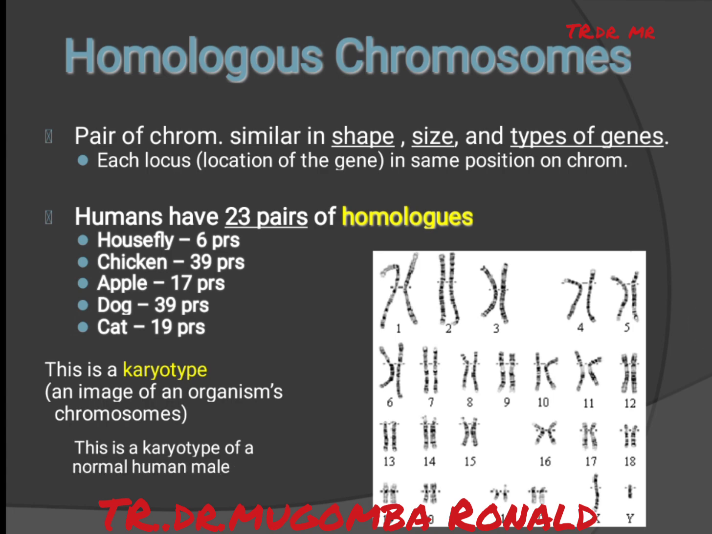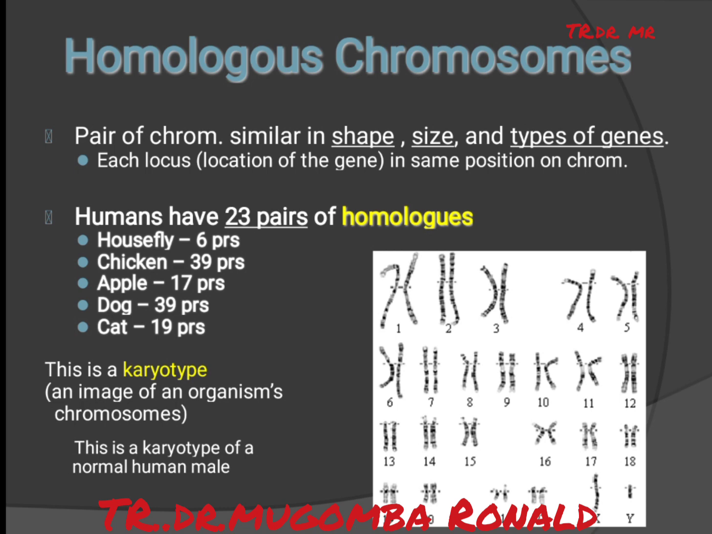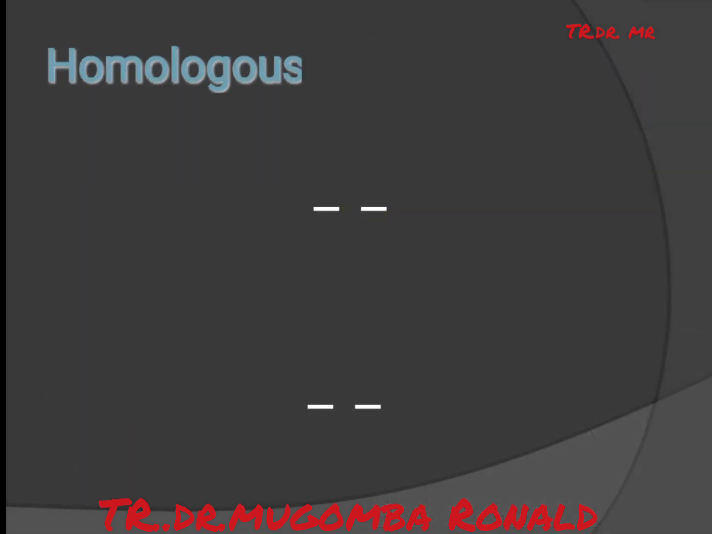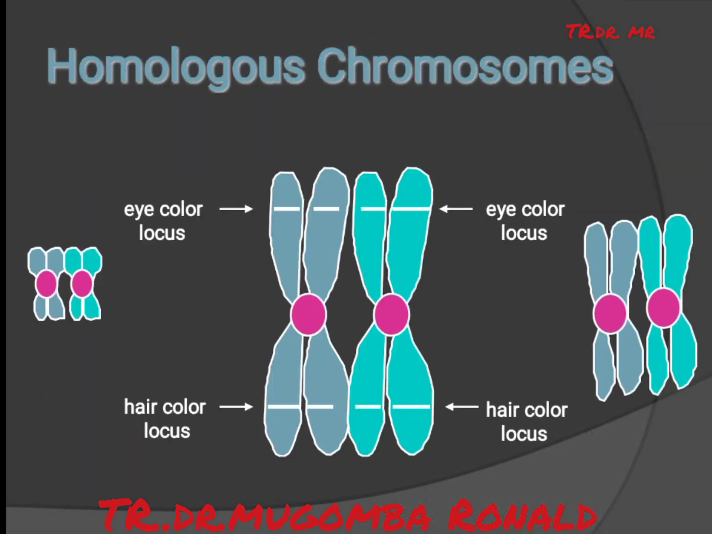This one here is a normal male, simply because when you look at his chromosomes, you realize that he has a Y chromosome within his karyotype. So you can clearly see what a homologous chromosome looks like, and here is the gene for eye color.